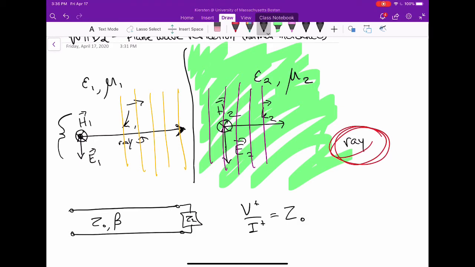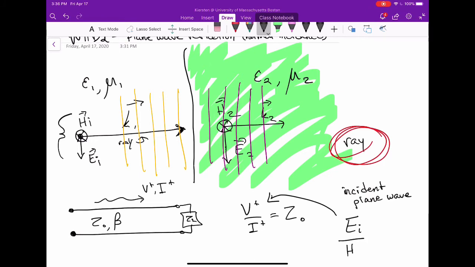So like I was saying about transmission lines, your forward-going voltage and current waves can be compared to your incident plane wave. And I'm going to rename H1 and E1 to HI and EI for incident. So EI is analogous to this forward-going voltage wave, and HI is analogous to this forward-going current wave. And as you might expect, they also have an impedance term that relates them. That's the intrinsic impedance of medium 1, because that's the medium that they're in.